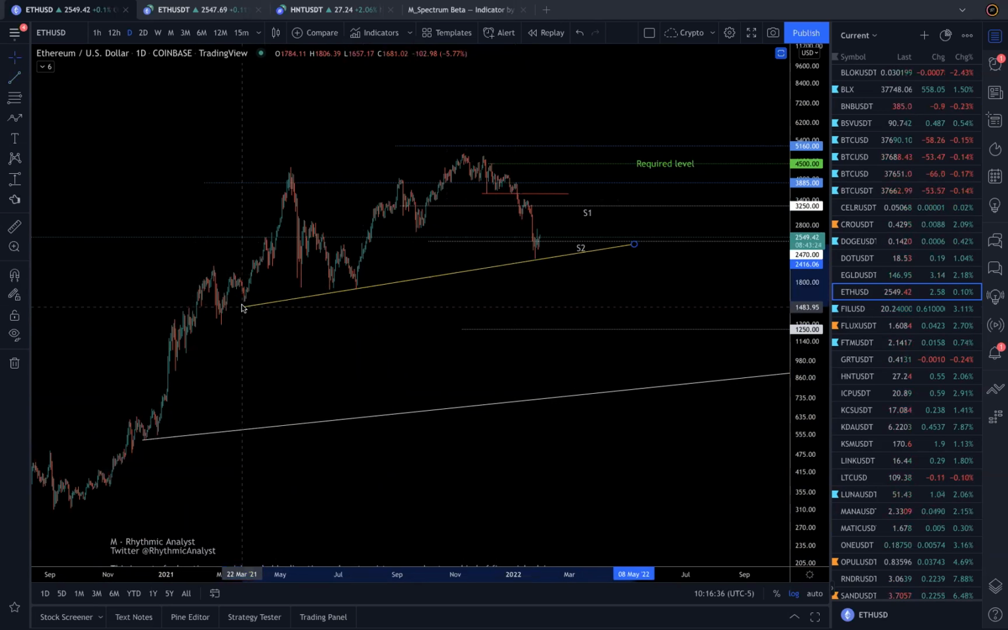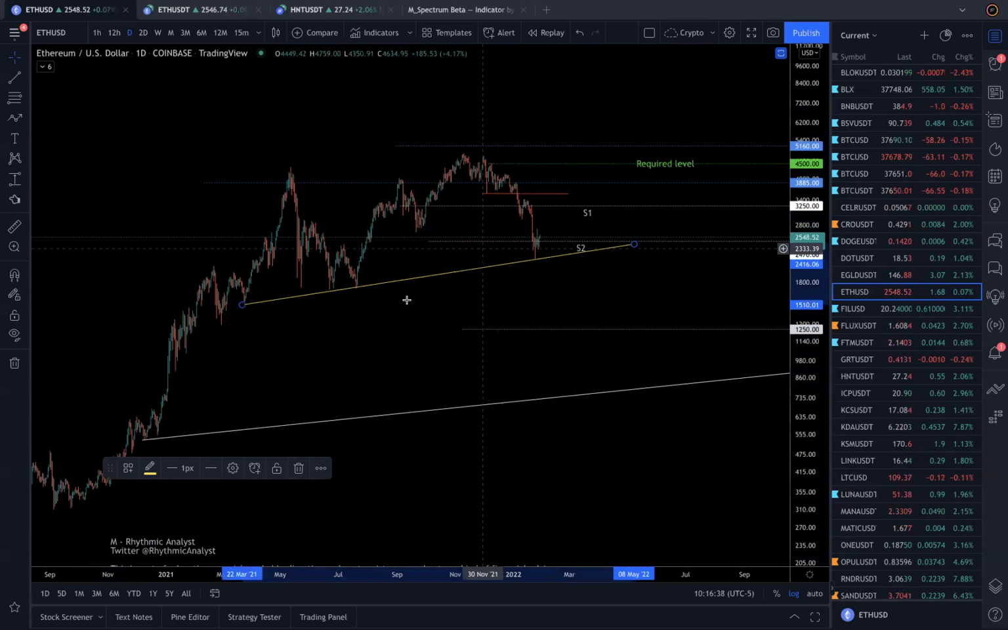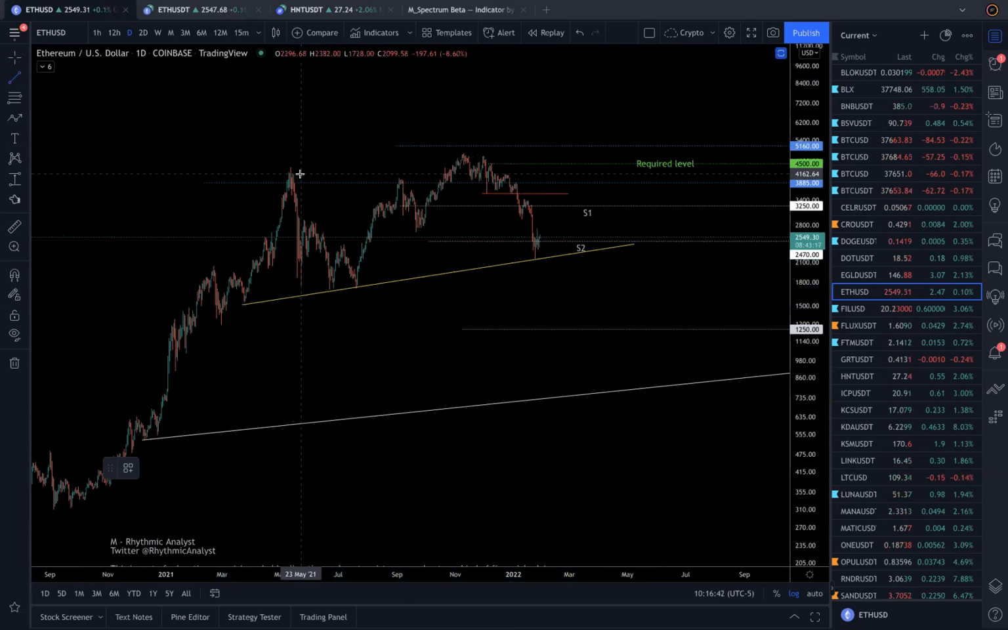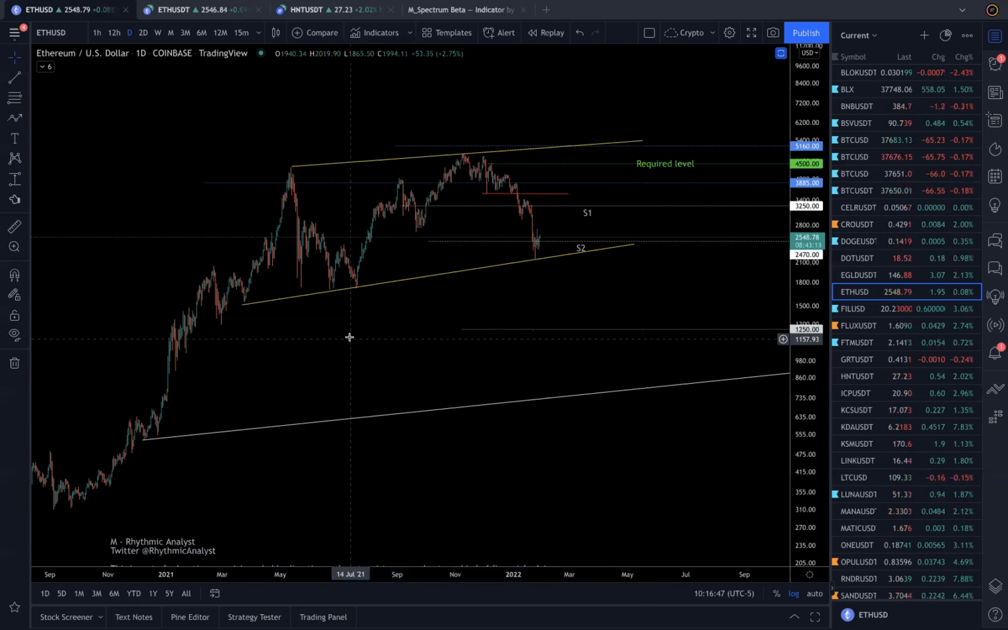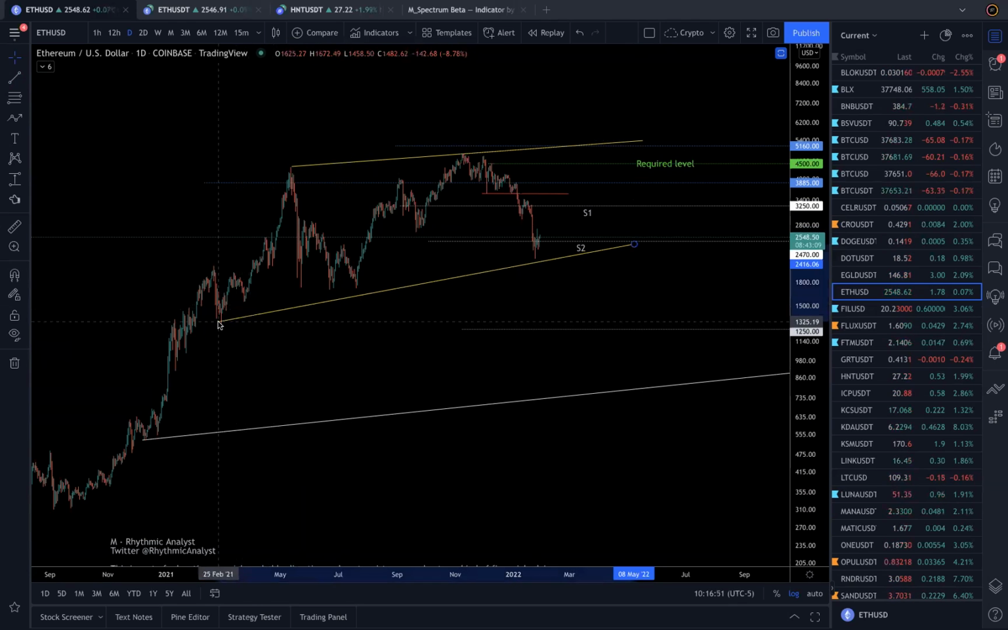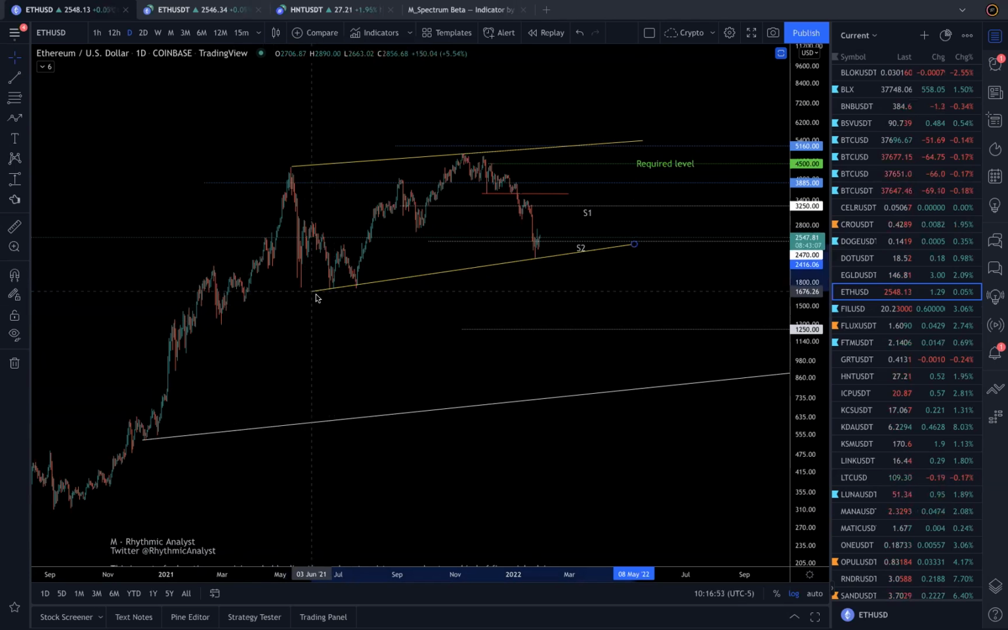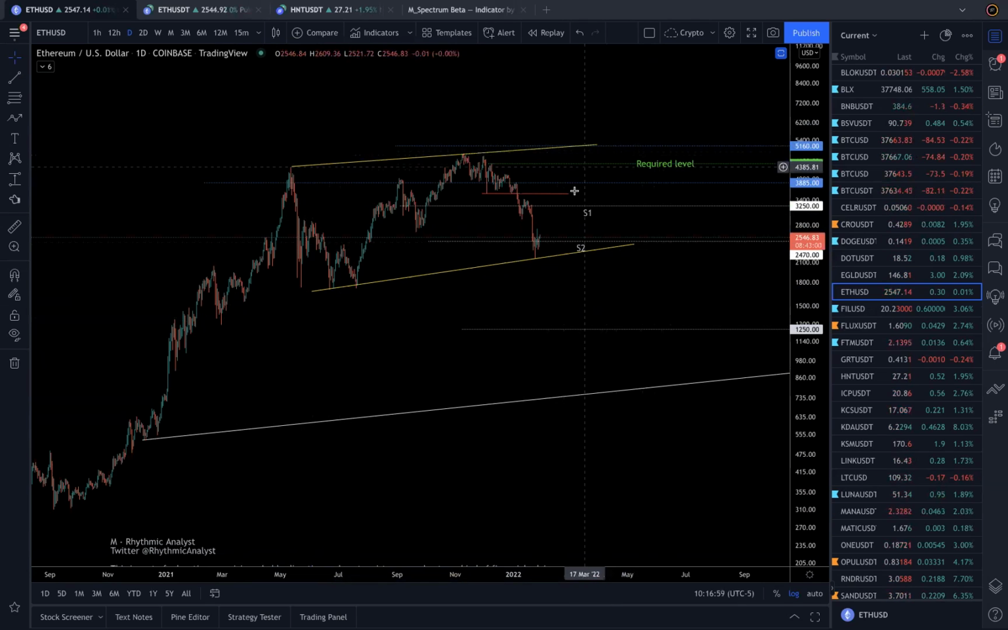So very similar to BNB, or sorry, very similar to DOT. This is also like this kind of a thing, not an exact parallel channel, not a perfect one, but kind of. So this is how it is, and then recovery now.